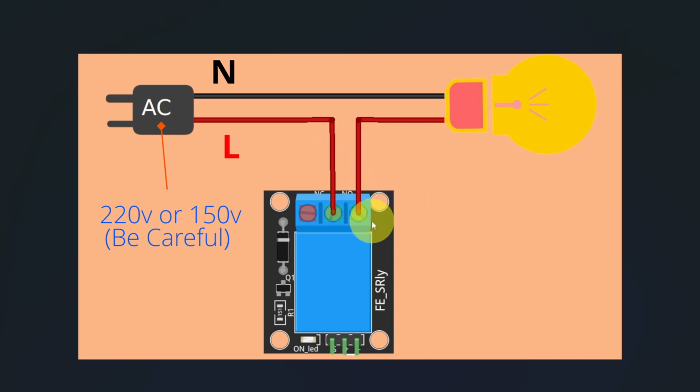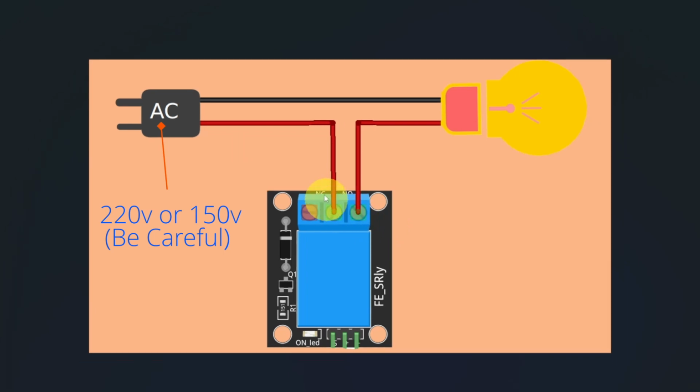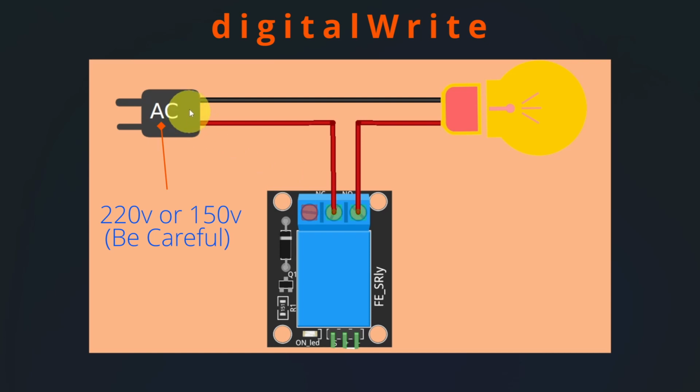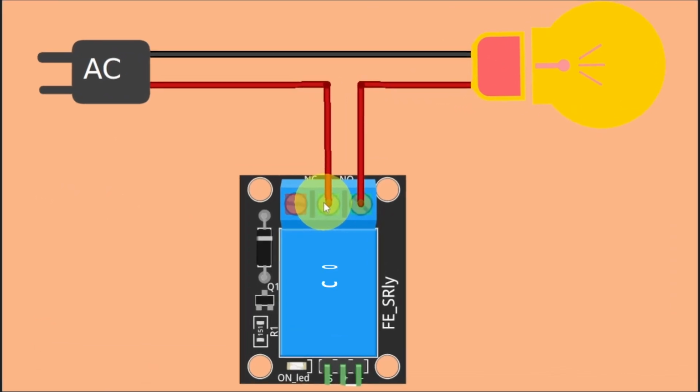We can activate our relay to connect these two wires or disconnect them using our command digital write. Here we have the AC 220 volts in my case. You see that we have 3 connections. The middle one is the common. You have to connect one of the wires to this lead. Then you have 2 options. We have the normally open circuit, which means it is open by default.